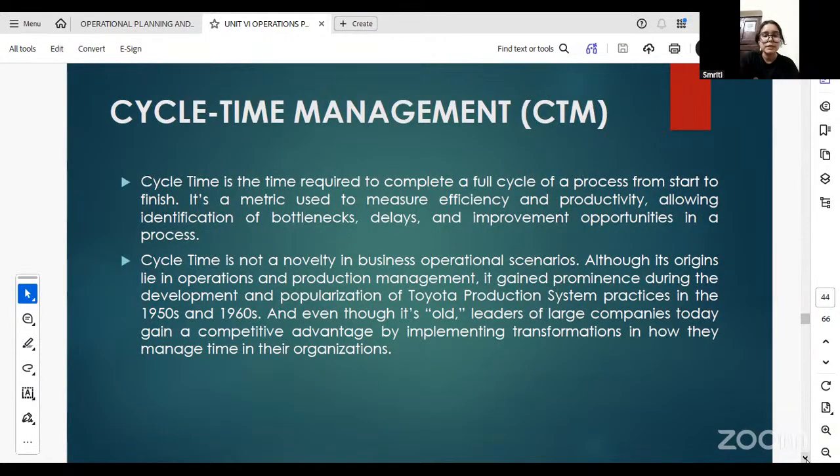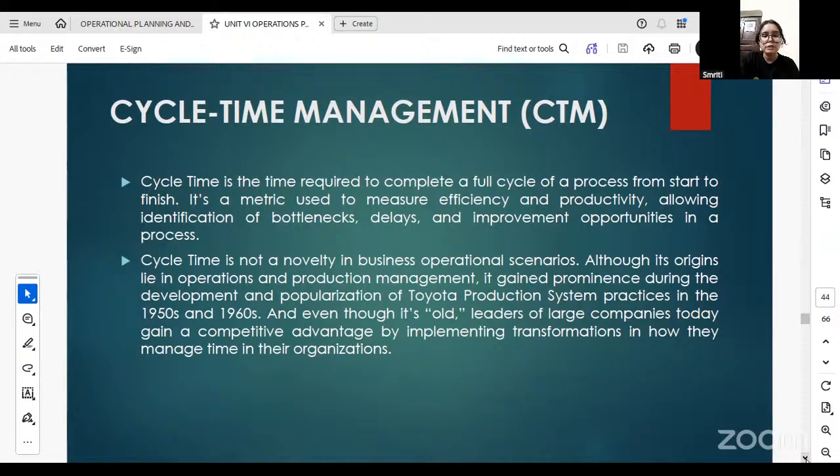Cycle time management (CTM). Cycle time is the time required to complete a full cycle of a process from start to finish. It's a metric used to measure efficiency and productivity, allowing identification of bottlenecks, delays, and improvement opportunities in a process. Cycle time is not a novelty in business operational scenarios. Although its origins lie in operations and production management, it gained prominence during the development and popularization of Toyota production system practices in the 1950s and 1960s.